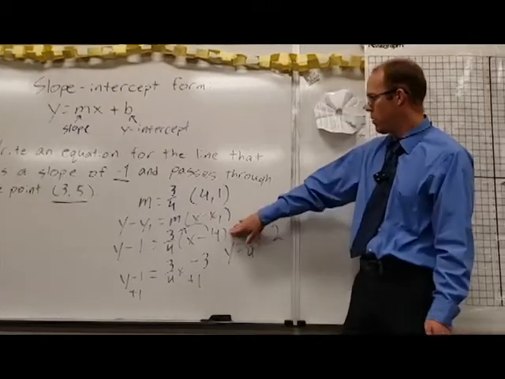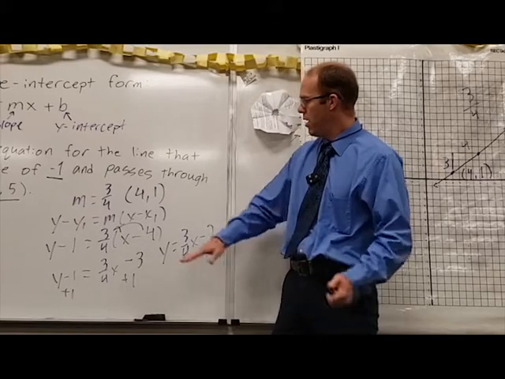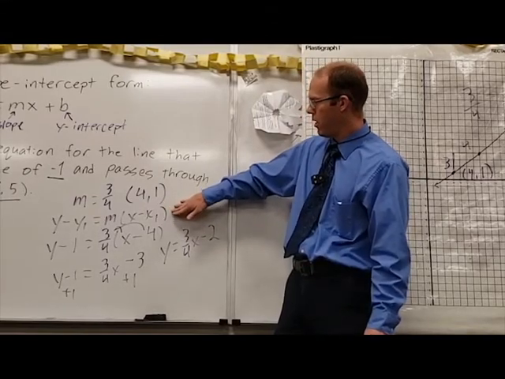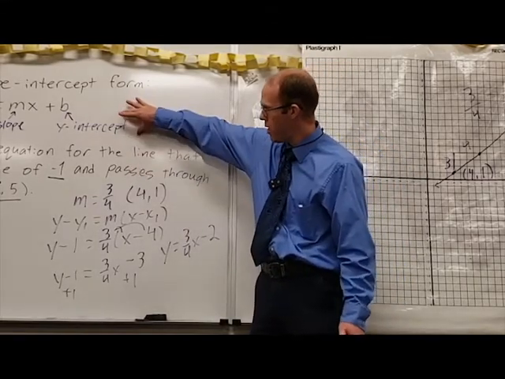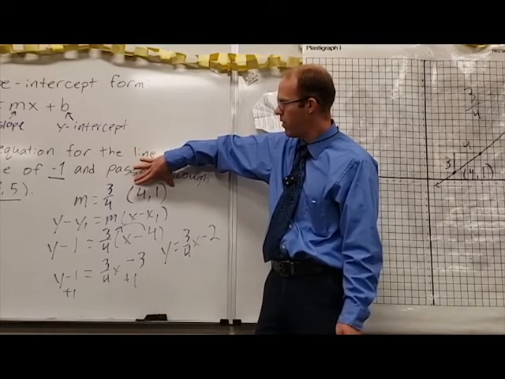All right, this form is acceptable, this form is acceptable, but you can see that point-slope form helps us when we do not start with the y-intercept, but instead start with some point that is somewhere else along the line.